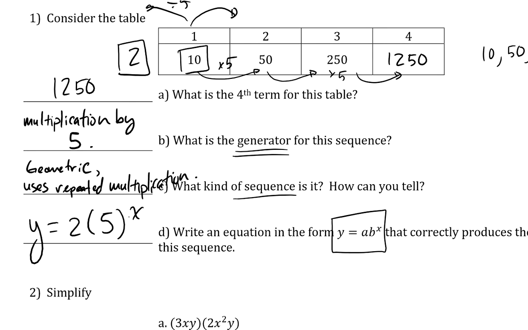And again, you can verify this, but when I plug the number 1 into that, it produces 10. If I plug 2 into that, it's 25 times 2, which is 50. If I plug in 3, let's see, 5 times 5 times another 5 is 125, and if I double that, it's 250. So this produces exactly the correct values.